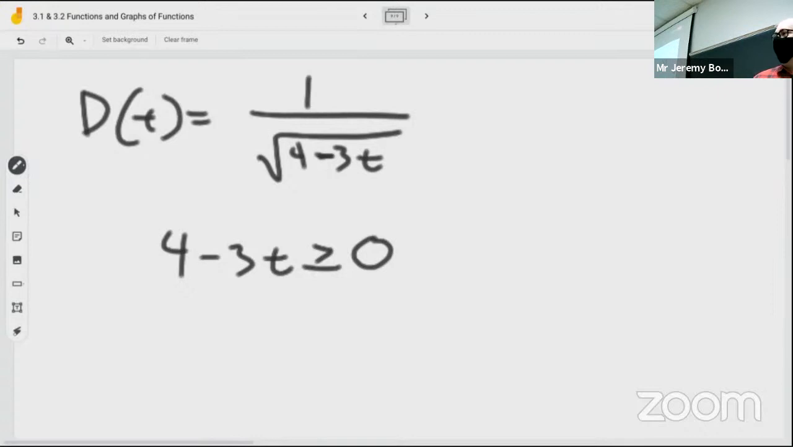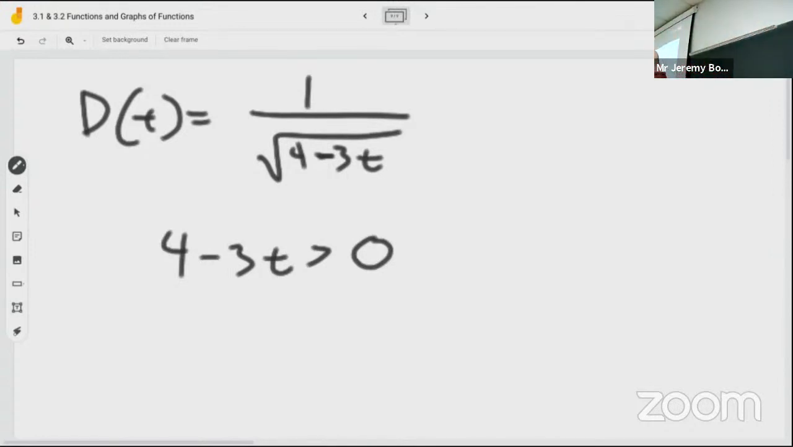It's in the denominator, right? So I want it to what? I want it to be greater than or equal to 0, but not equal. I want it just to be greater than. Because if it's equal to 0, I'm going to divide by 0. So if your root is in the denominator, you get rid of that 0 part.